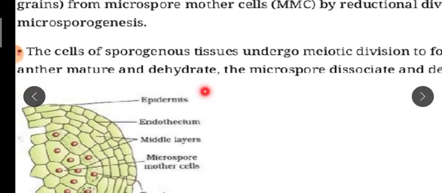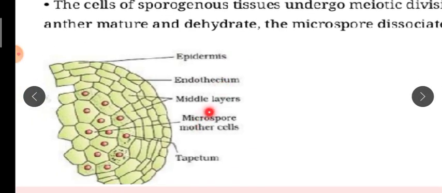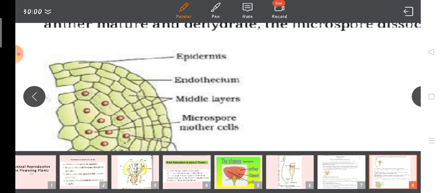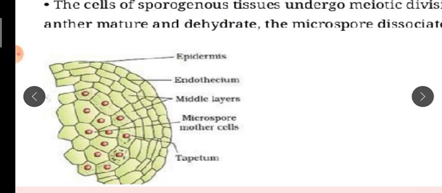This is the diagram of a microsporangium. If you see here, you will understand it has 4 layers. The outermost layer is called your epidermis. The second layer is called your endothecium. The third layer is your middle layer, and inside you will have the tapetum. This is your tapetum, and inside, beneath the tapetum, you will see microspore mother cells forming. Understood? These are some small cells. These cells are called microspore mother cells, and from these cells only later on pollen grains will be formed.